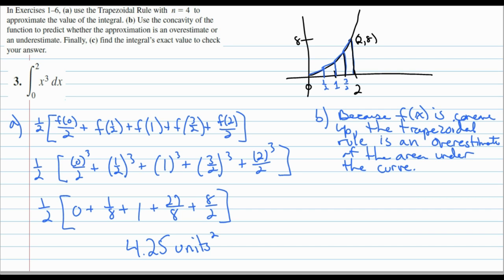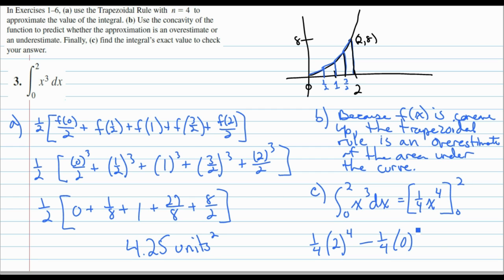Now part C says find the integral's exact value to check your answer. Okay, so part C, find the integral's exact value. I'm going to do that by hand. Yes, I know I can use my calculator, but let's practice without. So I'm going to find the antiderivative from 0 to 2 of x cubed dx. So that's going to be, let's see, the antiderivative of x cubed is 1/4 x to the 4th, and I'm evaluating that from 0 to 2. So that means I want 1/4 of 2 to the 4th minus 1/4 0 to the 4th. So that's 4 minus 0, which is 4 units squared. And as you can see, our trapezoidal rule definitely did provide a little bit of an overestimate.